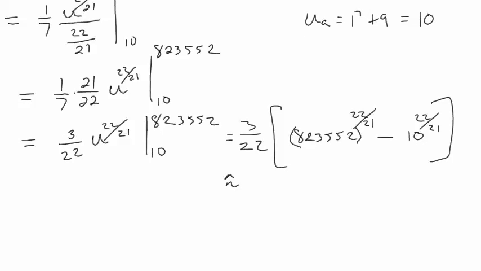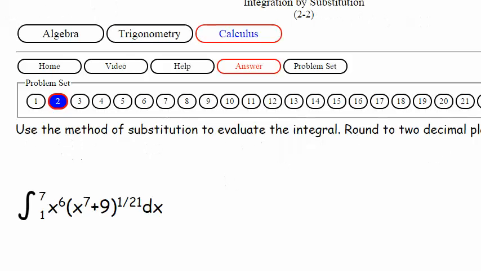Oh, wearing me out, man. 823552 raised, of course I'm plugging this in the calculator. Some of you hardcore people can work this out by hand. Minus 10 raised to the 22 over 21. And a nice big number there. Times that by 3 over 22. And I'm a little disappointed here. 2148256.3. Yeah, that's it. Okay.